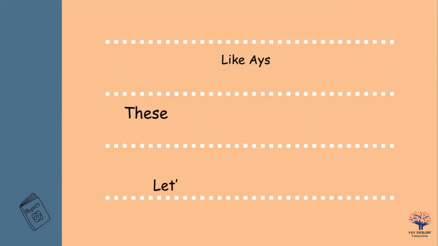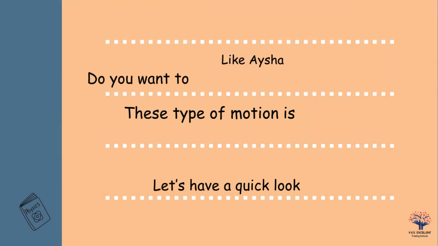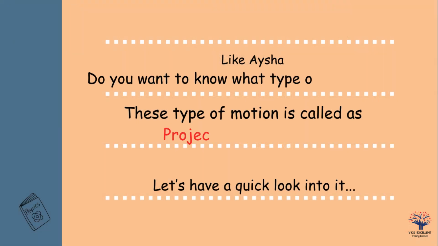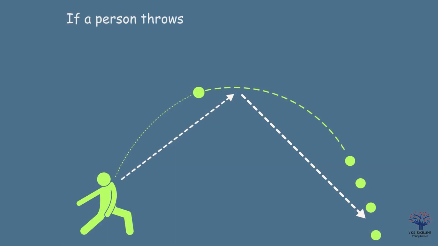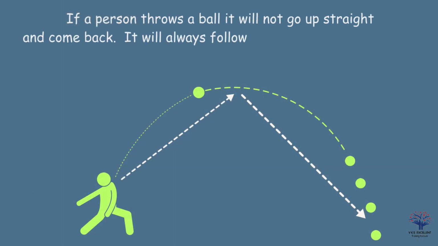Like Aisha. Do you want to know what type of motion it is? This type of motion is called projectile motion. Let's have a quick look into it. If a person throws a ball, it will not go up straight and come back. It will always follow a parabolic path because of gravity.